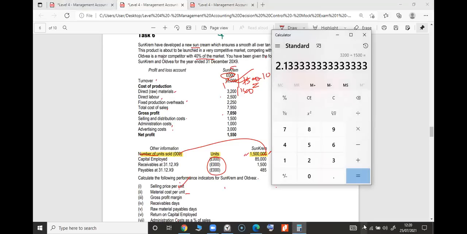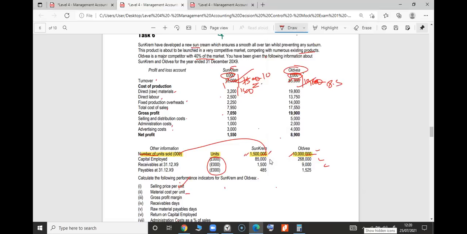So I'll just show you sun cream. The other one is the same calculation divided by 1,500. So 2.13, we've done it, but I didn't put it. And then this one, gross profit margin. Thank you, Omid. Gross profit divided by sales times by 100, which is 47%, which is the correct answer. Okay, thank you, Richard.